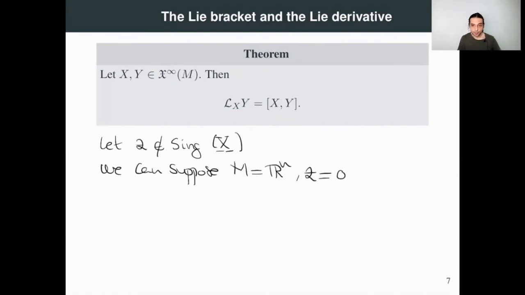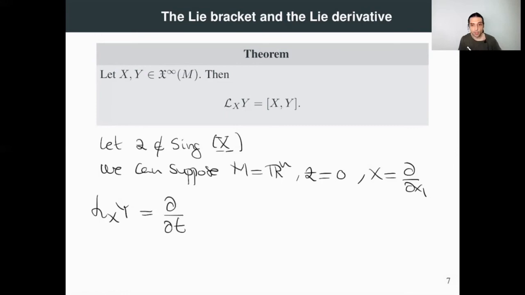Very good. Indeed, by doing another change of coordinates that is provided by the rectification theorem, we can suppose that x is the first coordinate vector field. Okay, and now we want to calculate this Lie derivative of y by x.